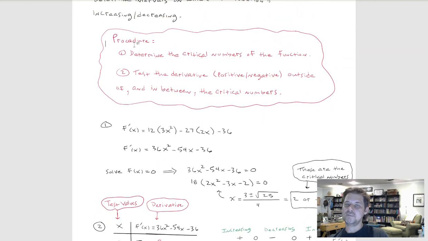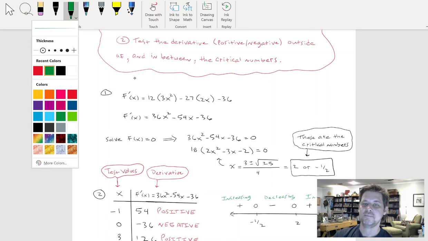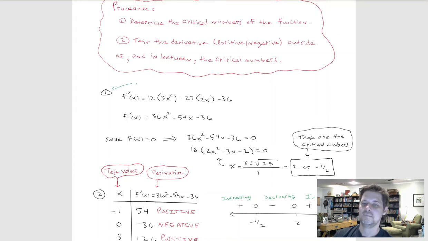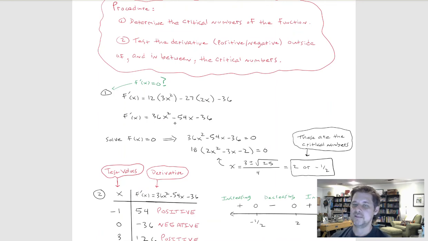So in order for step 1 to find the critical numbers, I would need to find the derivative and set it equal to 0, right? Because that's what a critical number is. So for my first step, I need to start by figuring out, can the derivative be 0? All right, so I find the derivative. I would do it like this: 12 times 3x^2 minus 27 times 2x minus 36. There's our derivative of this original function. And with a little simplifying, I'll get 36x^2 minus 54x minus 36. So there's our derivative. Now I'm going to solve it for 0. I'm going to see if it could be 0. Because at whatever value of x it's 0, that will be a critical number.